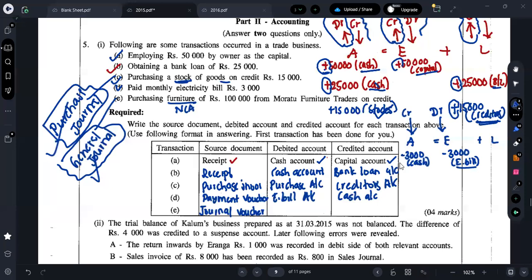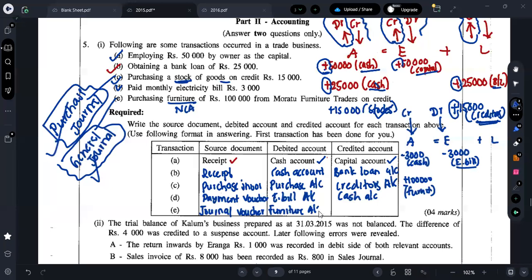If the source document is a journal voucher, now we are supposed to figure out what account to debit and what account to credit. We can do it with the accounting equation, or you can say it directly. If you are purchasing furniture, what account should be debited? In the accounting equation, it is plus 100,000, plus 100,000. Furniture, an asset, increases, and an asset increase is a debit. So what account should be debited?